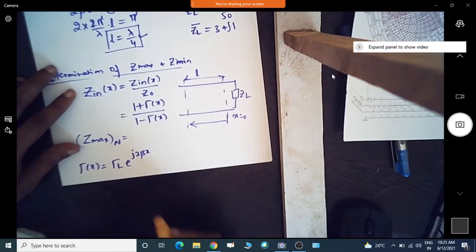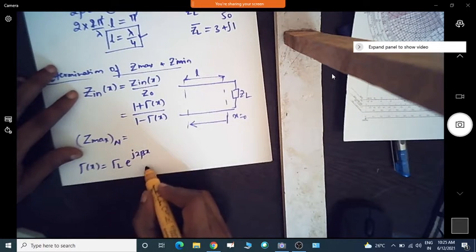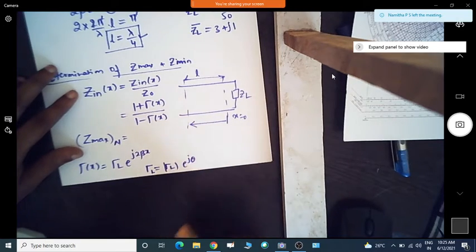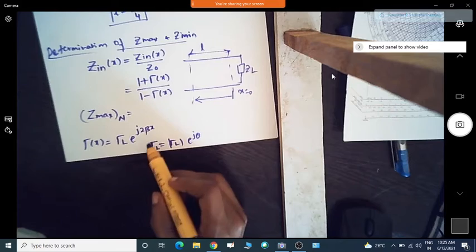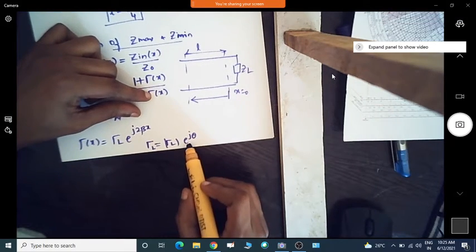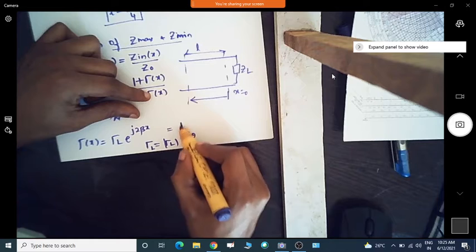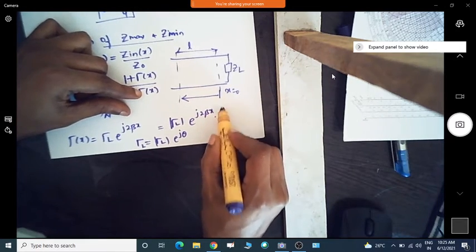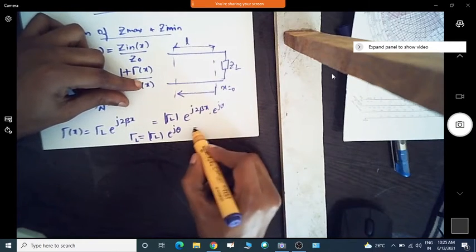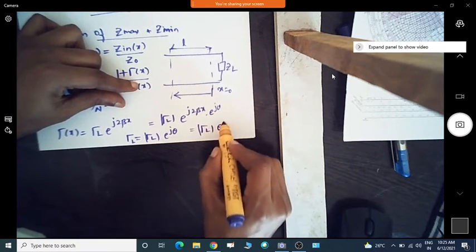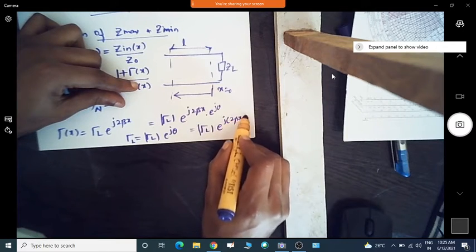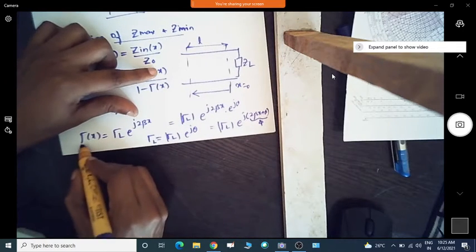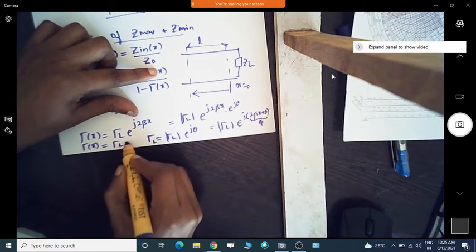Okay, so let us take this gamma L again, which we can write as the magnitude of gamma L into e power j theta. Now, if I substitute e power j 2 beta x and e power j theta here, we get the magnitude of gamma L into e power j (2 beta x plus theta). Let us take this as phi. Now we can replace gamma x, which is equal to gamma L into e power j phi.